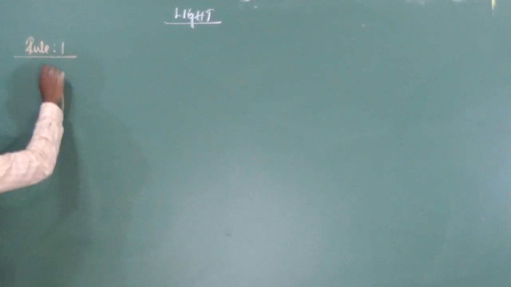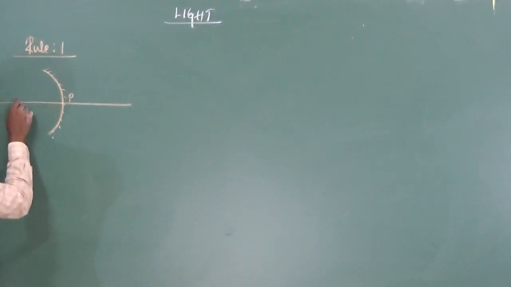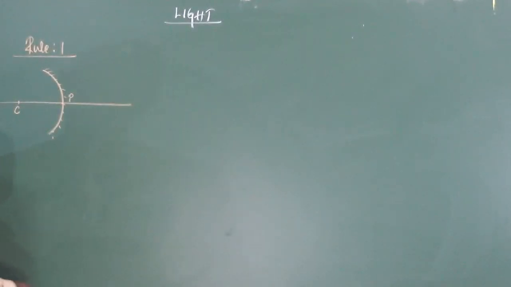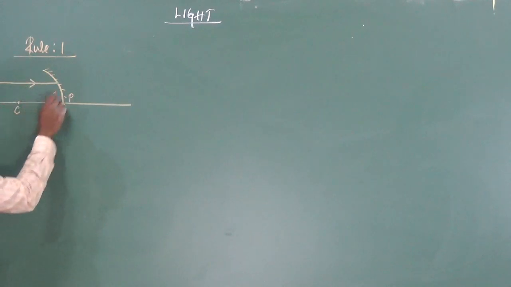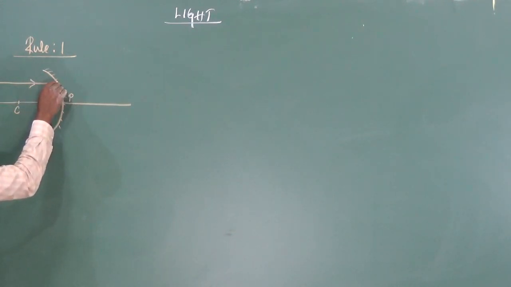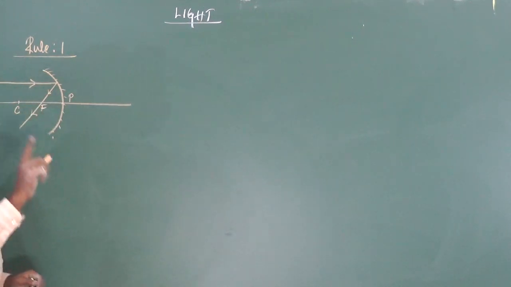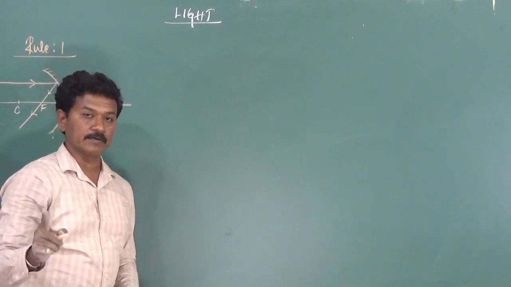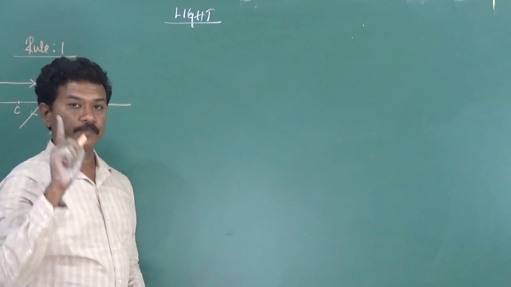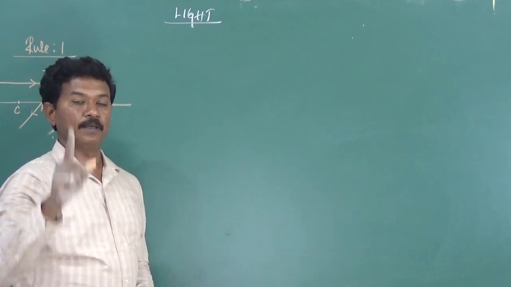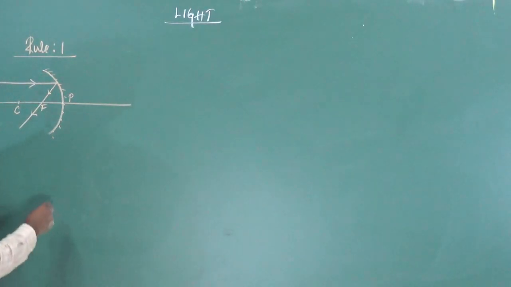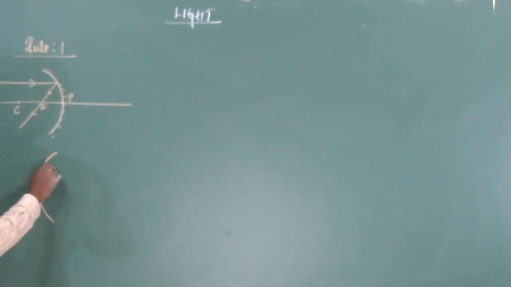Right. Rule 1. Imagine a concave mirror. So it is silvered outside. This is the principal axis, pole of the mirror, radius of curvature. So rule 1. If a light ray is travelling parallel to the principal axis and falls on the mirror, it gets reflected and passes through the principal focus. Remember this. Whenever a light ray which is travelling parallel to the principal axis falls on the mirror, after reflection it passes through the principal focus. Very important. So we will go with the convex mirror here. Right. So this is the convex mirror.